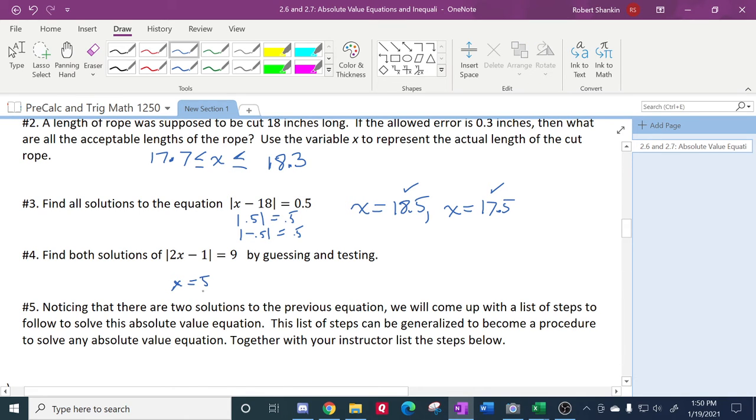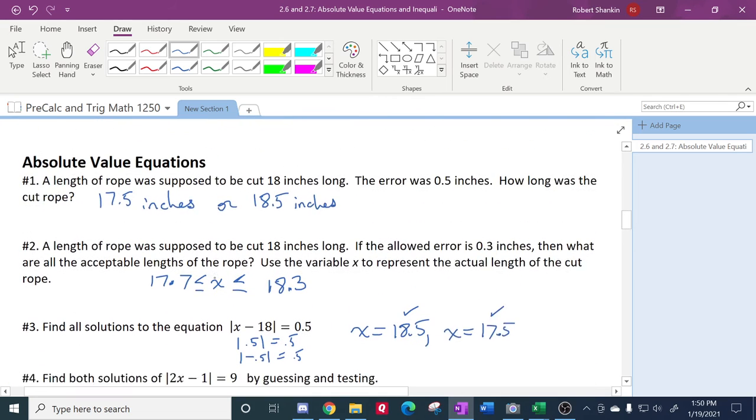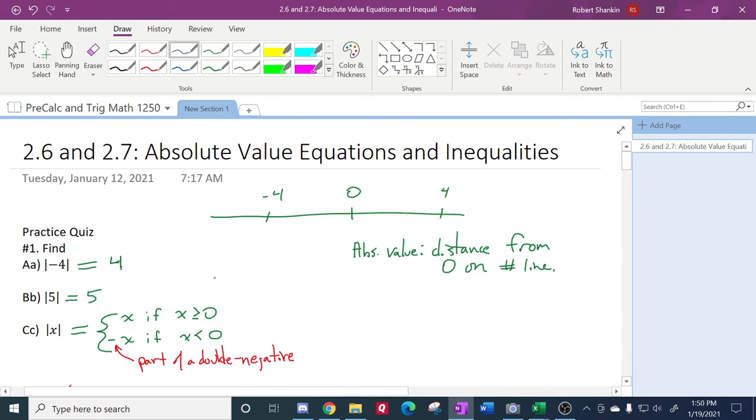Now 5 would be the one that I would find first, because when you check that, you're going to get 10 minus 1, which is 9. And then the negative 4 is the tricky one, because you're going to get negative 8 minus 1, which is negative 9.